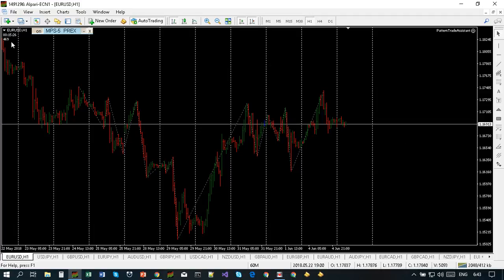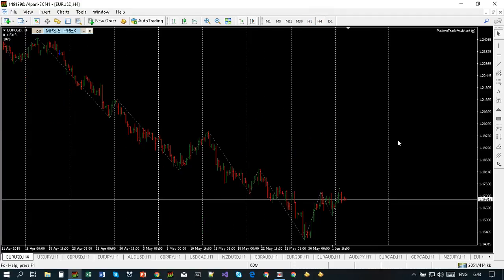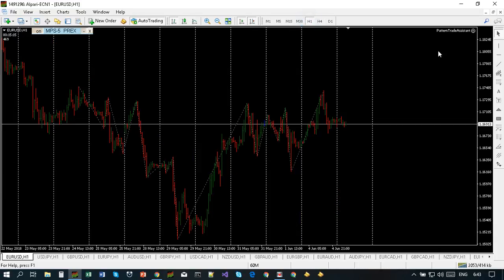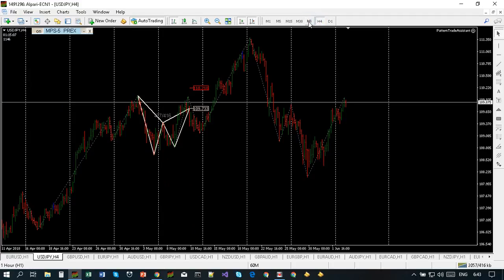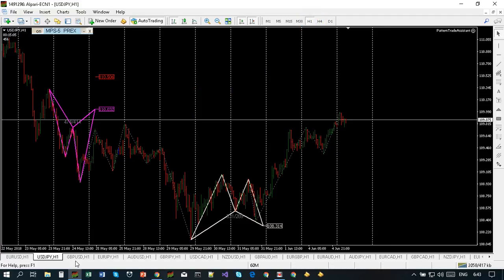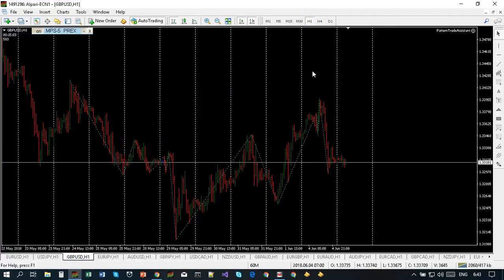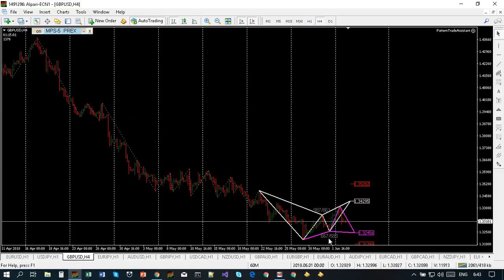The first pair is euro-dollar 1 hour. The time frame says nothing. Let's go to 4 hour. It is absolutely the same. Nothing is here. Well, then let's switch to something else. If there is nothing, you need not force the patterns, especially when there are none. Let's go to pound dollar. It is the third pair.